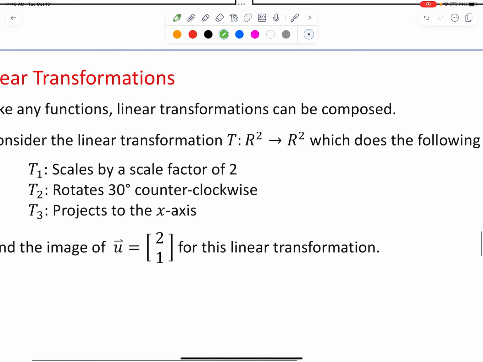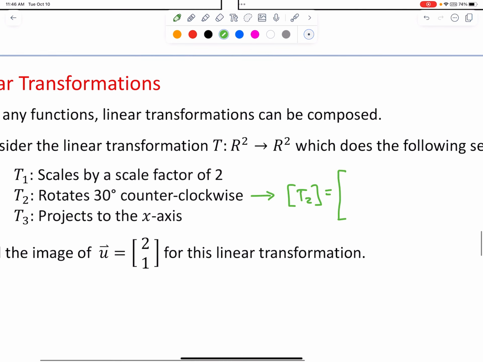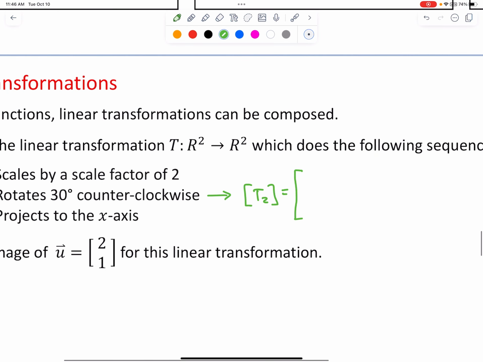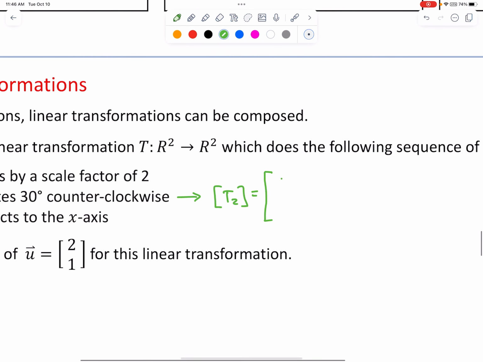Let's begin by first determining the correct standard matrix for T2, the rotation. To rotate 30 degrees counterclockwise, we do cosine of that angle. So we'll have cosine of 30 degrees, and then sine of that angle will be the first column of this matrix, and then negative sine of this angle, and then cosine of this angle.